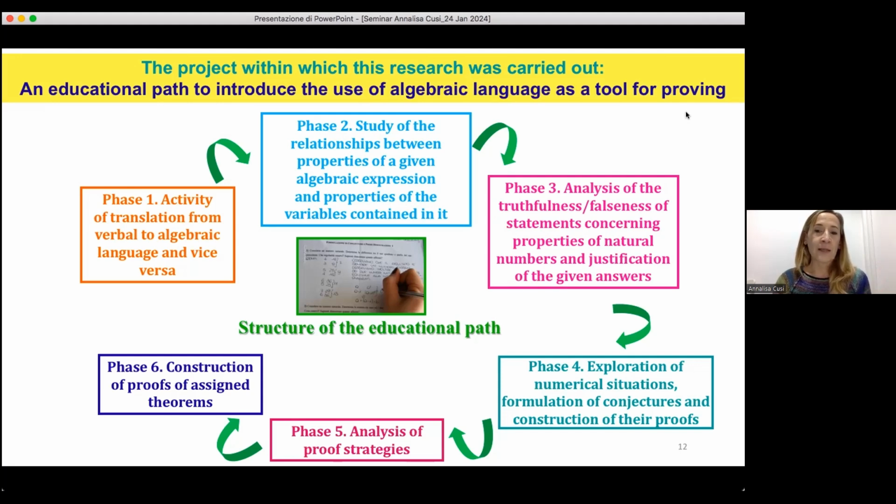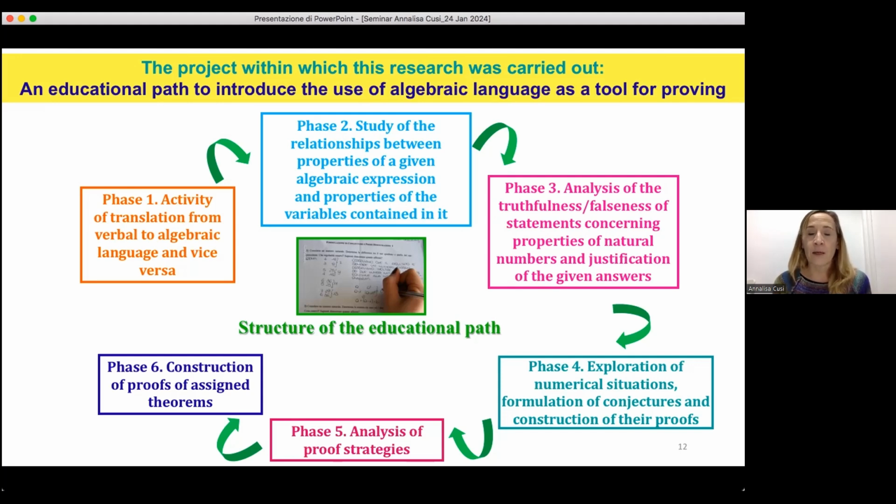The third and fourth phases are the central phases. In the third one, students were asked to analyze statements concerning properties of natural numbers and in particular to state the truthfulness or falseness of these statements and justify their answers. In the fourth phase, students explore the numerical situations. I will show in the following an example of a problem from this phase. And they formulated conjectures, and they were asked to try to justify these conjectures by constructing proofs.